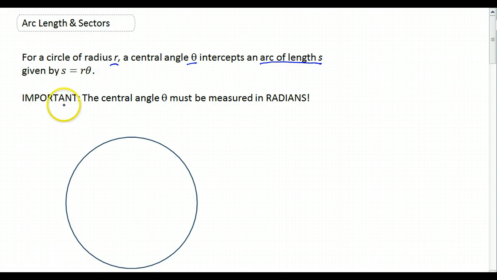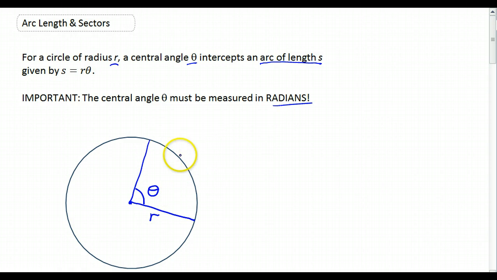Now this is really important. The central angle theta must be measured in radians. Okay? So here's what we're talking about. I've got a central angle. That means the vertex is at the center of the circle, and that angle is called theta. And there's a certain radius r.